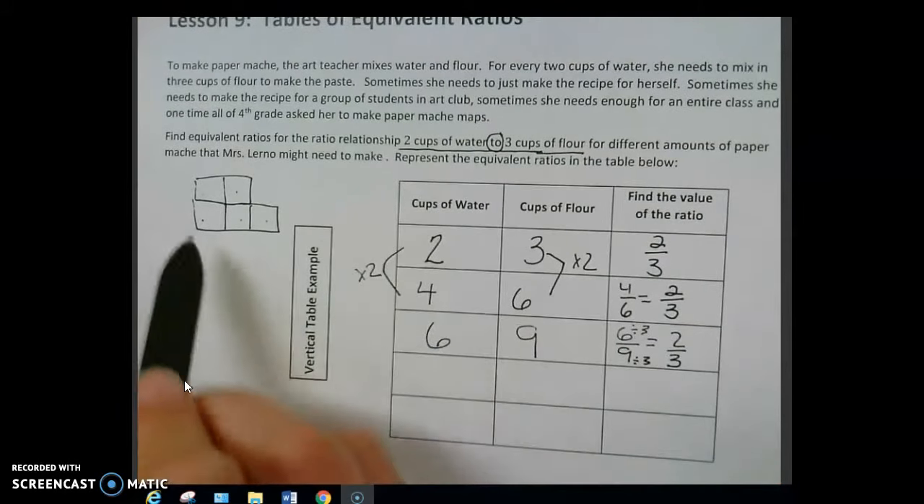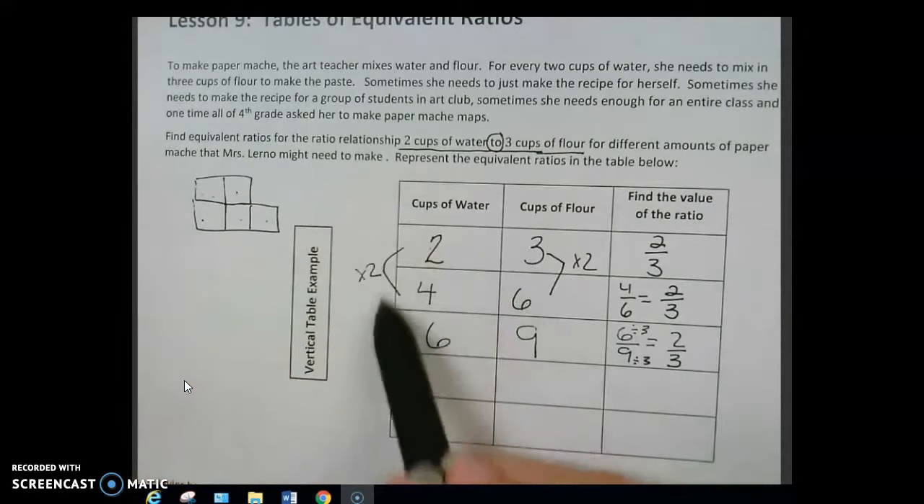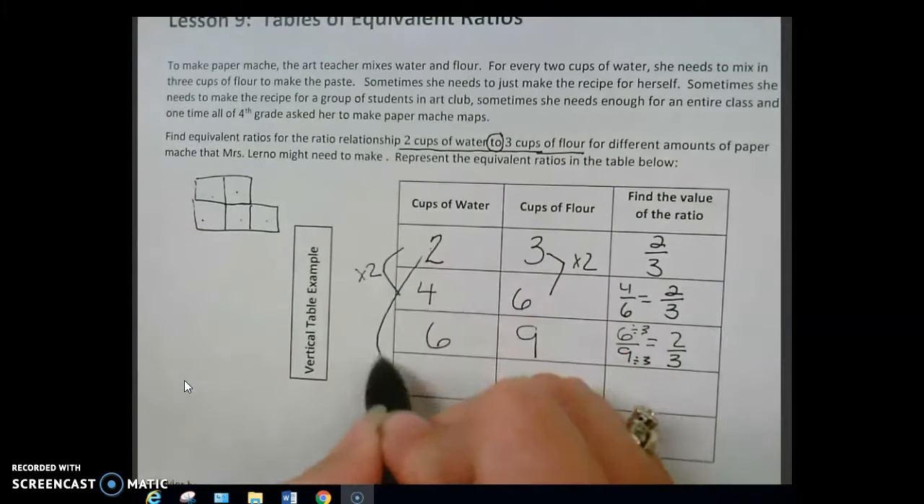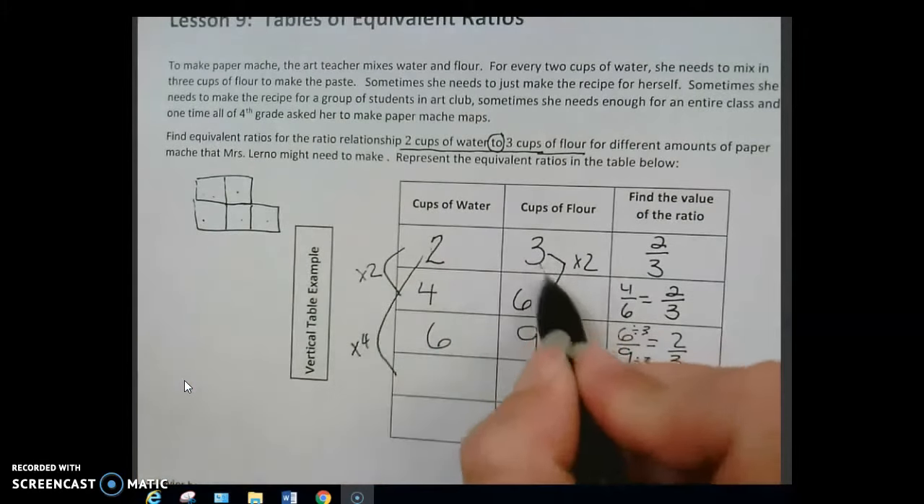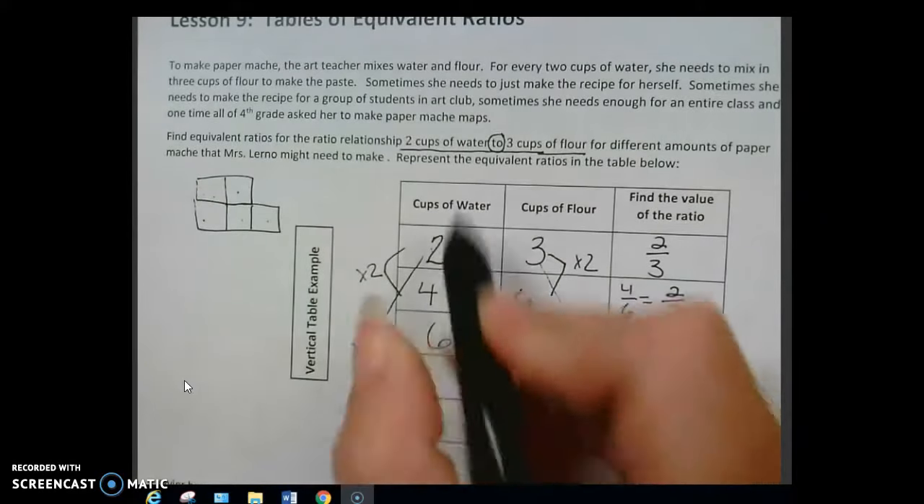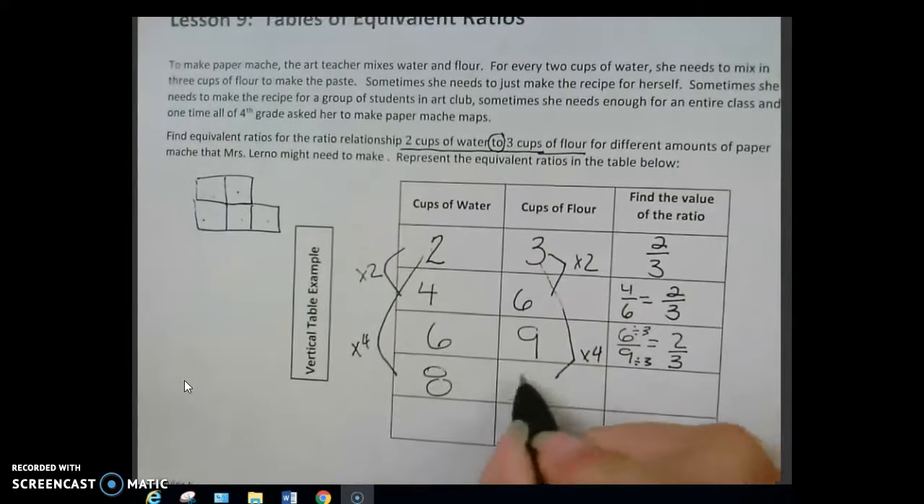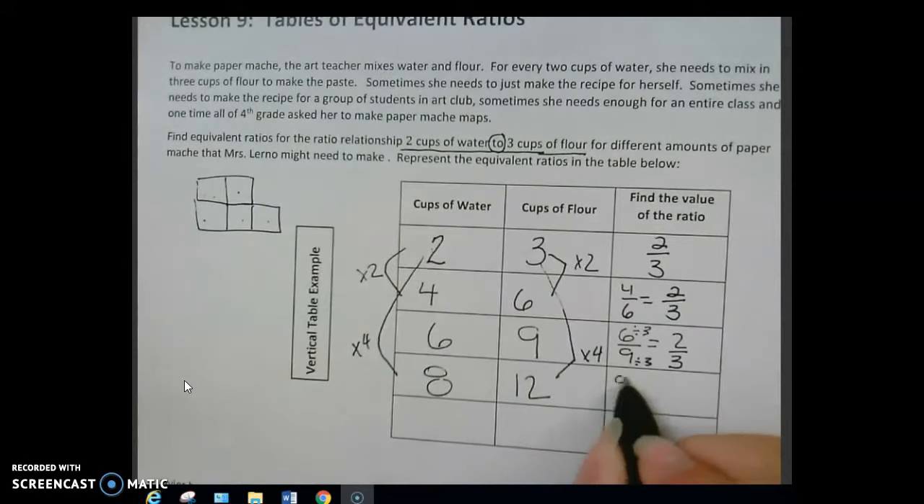Next, if I had 4 in each box, or 4 groups of 2, so times 4, times 4, I get 8/12. 8/12 simplifies, divide by 4, to 2/3.